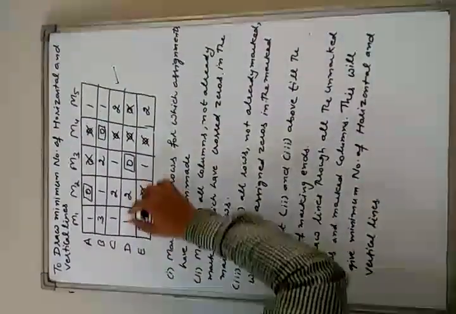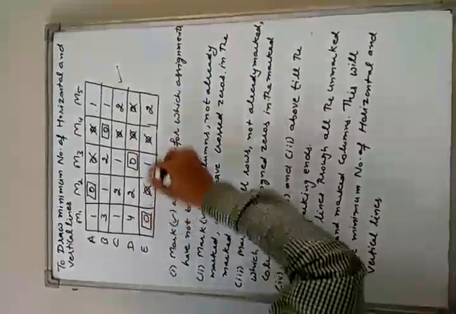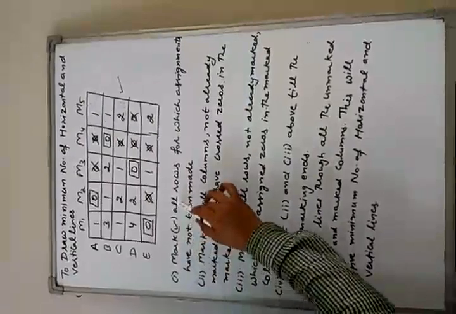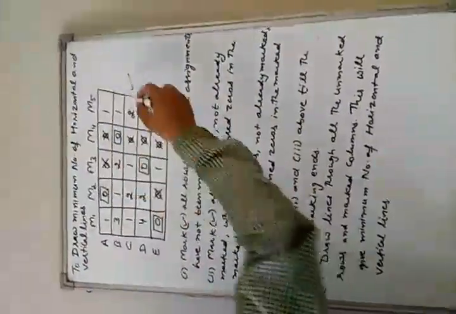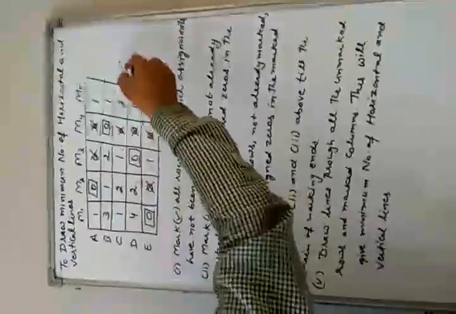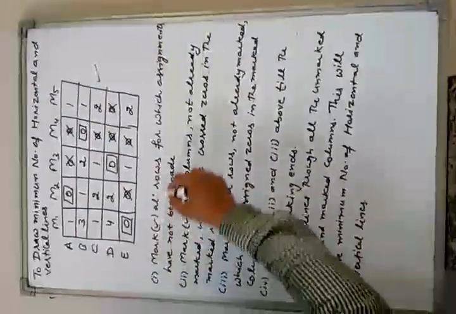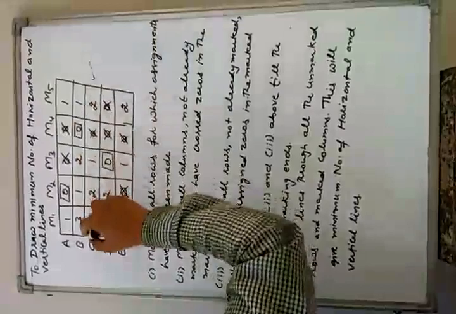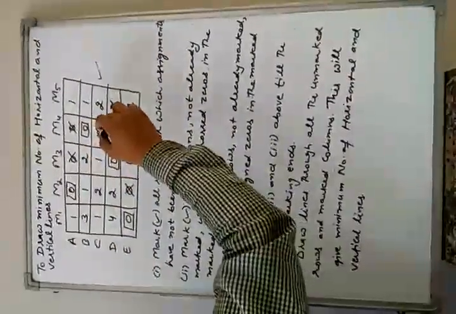Next, in this row assignment is also there, in this row assignment is also there. First we have to mark all rows. In our case there is only one row where assignment is not made. Mark all rows for which assignments have not been made. In this row assignment is not made, therefore we mark this row.